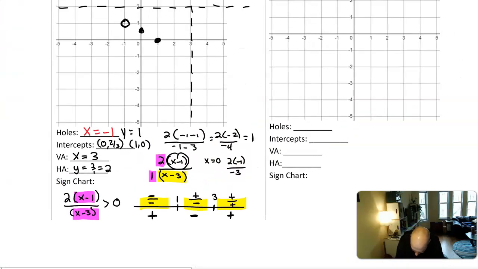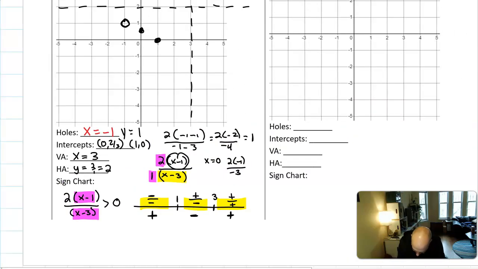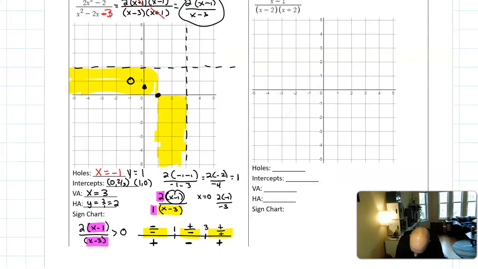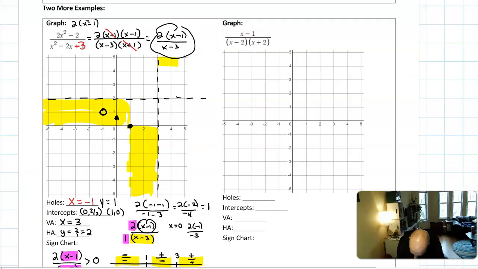So this is telling us the net sign of our graph, where our graph lives. To the left of 1, our graph must live up here. To the right of 1, but not at 3, our graph must live down here. And then to the right of 3, our graph must live up here. And this actually gives us the information we need to complete the graph.